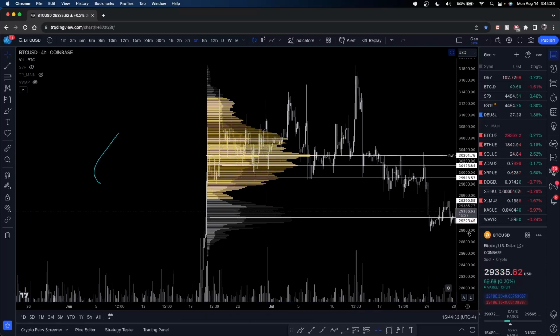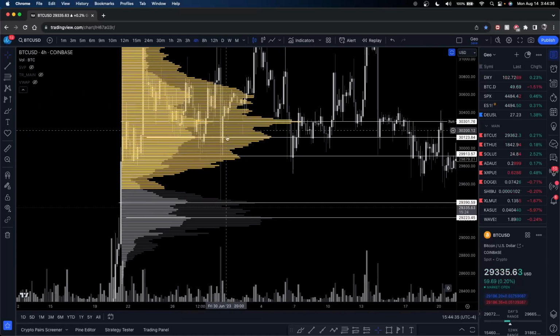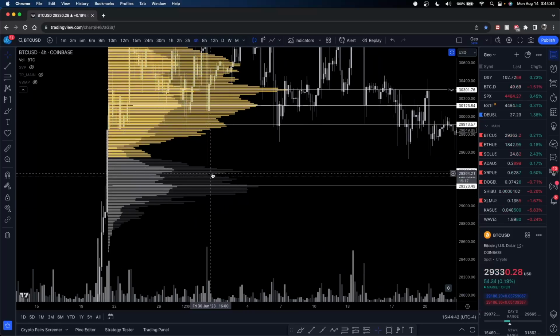Look at what happens when price comes down to a high volume node. We broke this range. It's hard to see now because the candles are hiding behind it, but we broke the range and we bounced off of this high volume node.